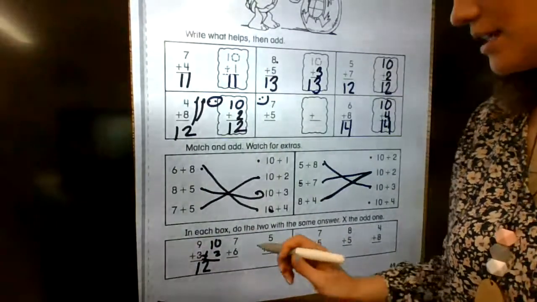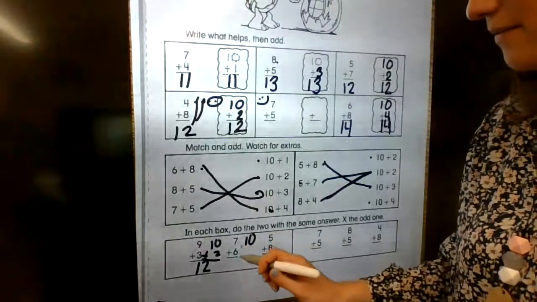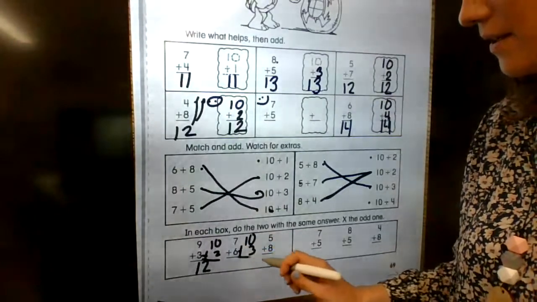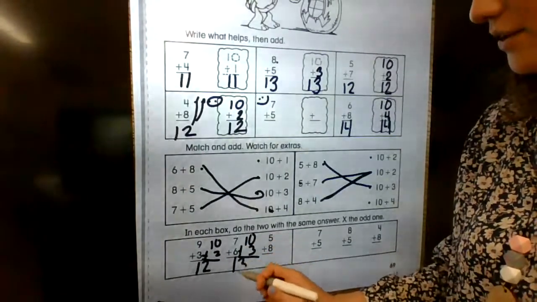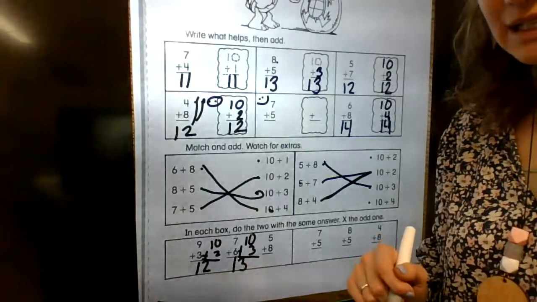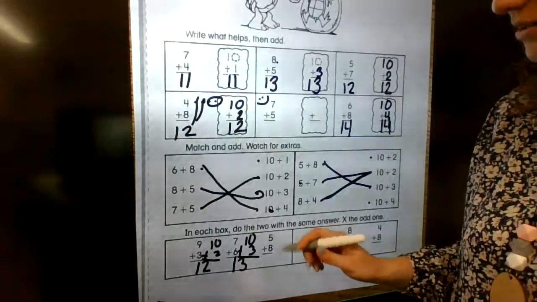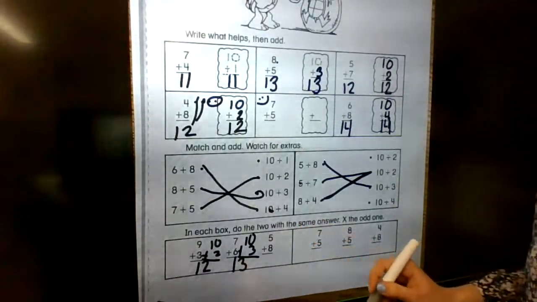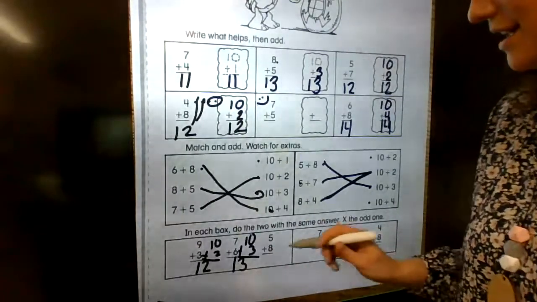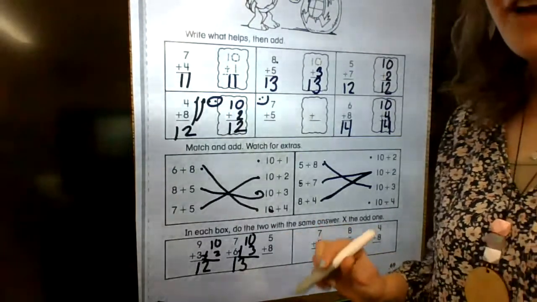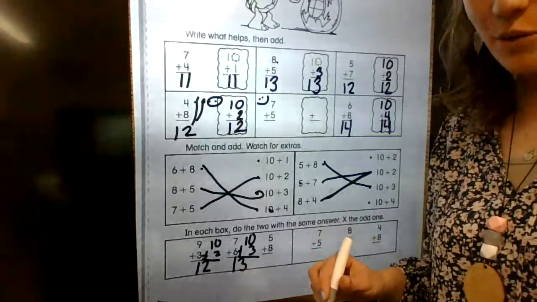So 10 plus 3 is what I will have, which gives me 13. Ooh, is that the same number as 12? Uh-oh. So we have to see what answer this one is going to give us, if it's going to give us 12 or 13. 5 plus 8. 5 plus 5 equals 10.